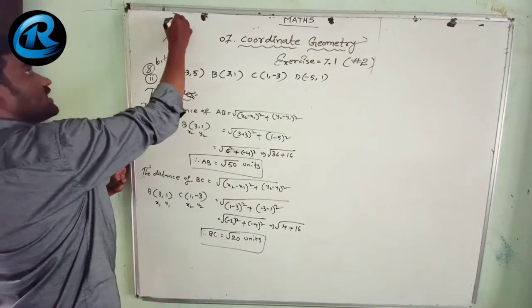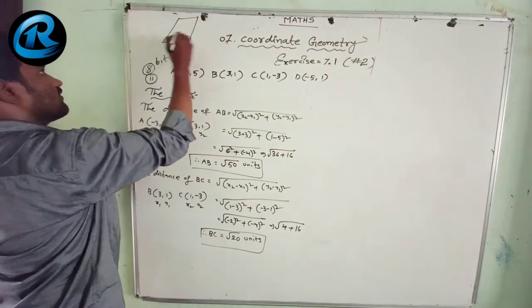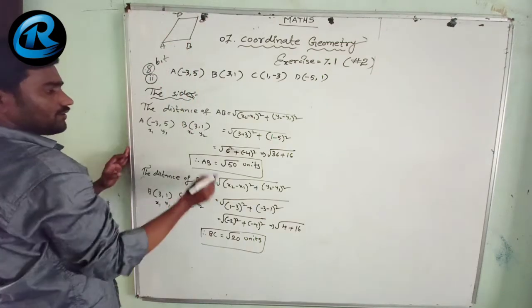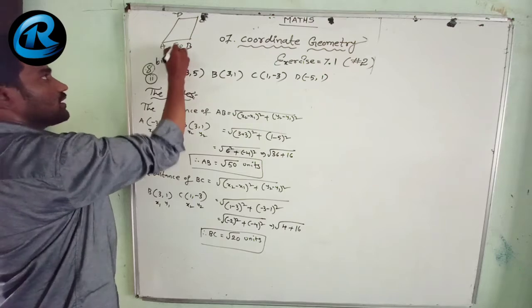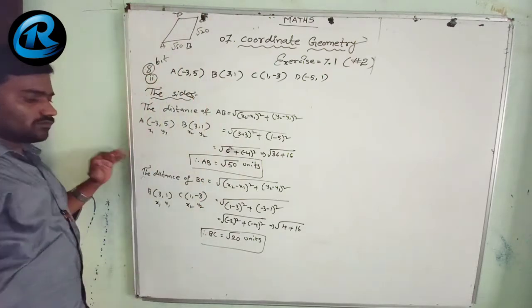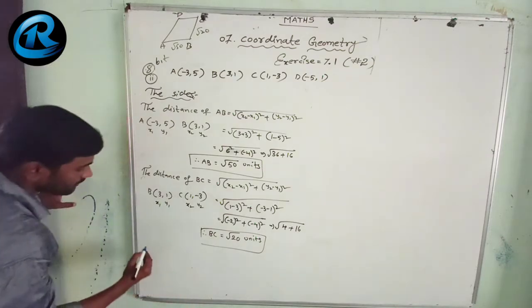Okay. Suppose it is any kind of quadrilateral. We don't know what kind of quadrilateral. A, B, C, D, we are writing like this. AB equals root 50. BC equals root 20. Let's find out the CD now. The distance of CD.